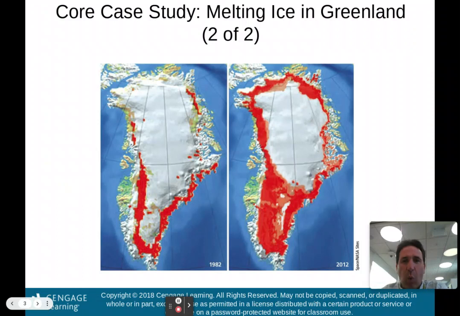There we have a picture of Greenland. Obviously, what you see in white is the glacier that covers most of the island. And what you'll notice is that the ice that melted during the summer of 1982 on the left, in red, is much smaller than the ice that melted during the summer of 2012, which is the red on the right. So what are we seeing here?